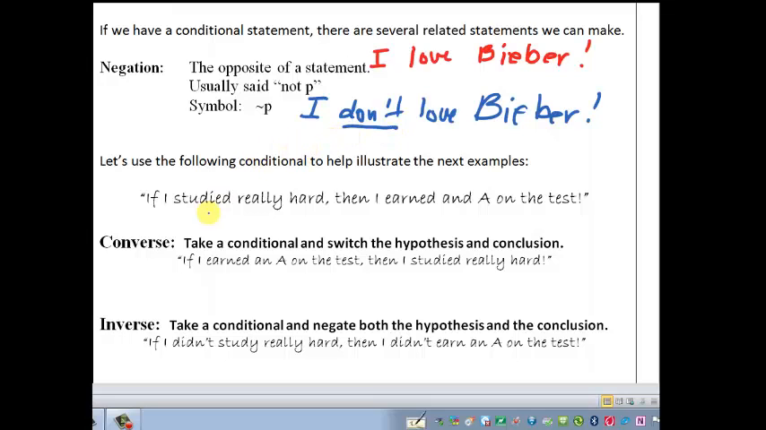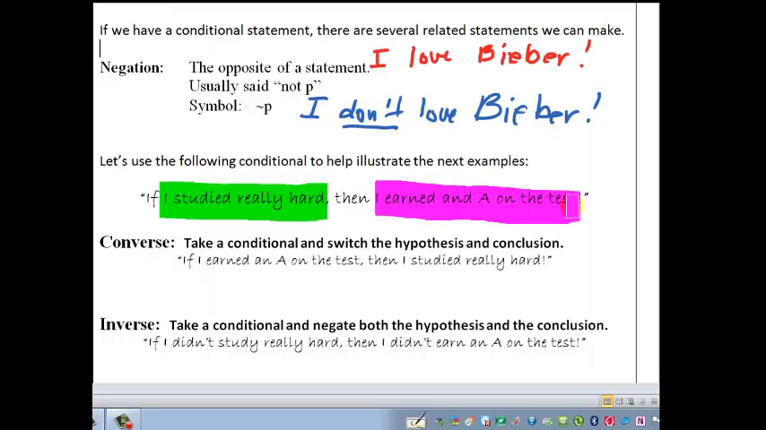Now let's use the conditional that I've got here. If I studied really hard, then I earned an A on the test. First of all, can you identify the hypothesis? That would be that I studied really hard is our hypothesis. And our conclusion is I earned an A on the test. Got a typo there. Now, let's summarize that this way. Studied really hard would be the hypothesis, so let's call that S. And what's the implication? If I studied really hard, then I earned an A on the test. So let's say S implies A on the test.